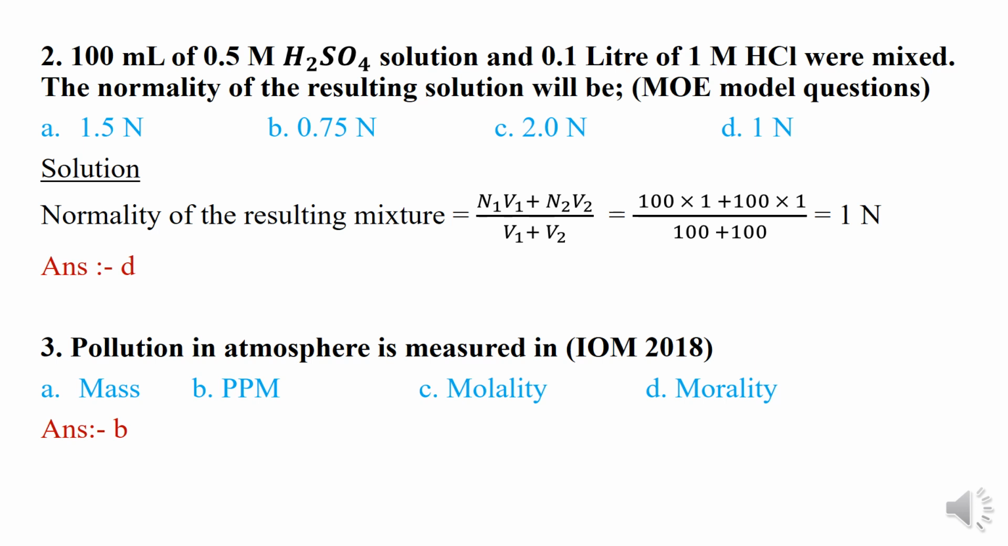Next question. 100 ml of 0.5 molar H2SO4 and 0.1 liter of 1 molar HCl are mixed. The normality of the resulting solution will be? We have to calculate the normality. Here is the formula for these numerical questions: N1V1 plus N2V2. N1 is the normality of H2SO4, V1 is the volume of the H2SO4, N2 is the normality of HCl, and V2 is the volume of HCl.